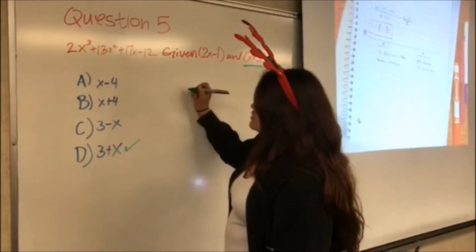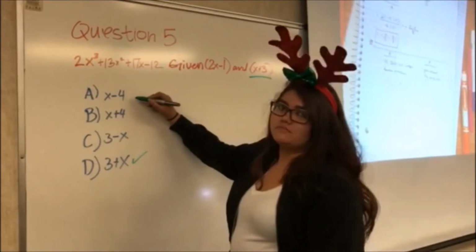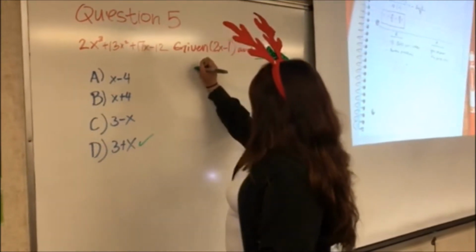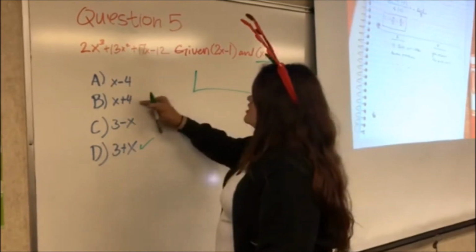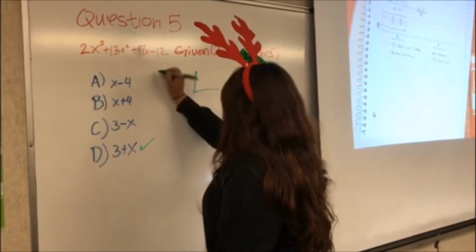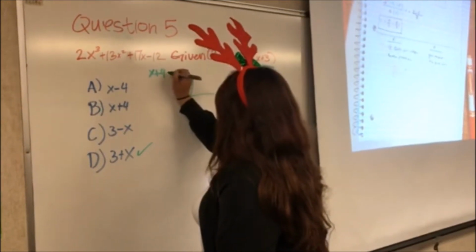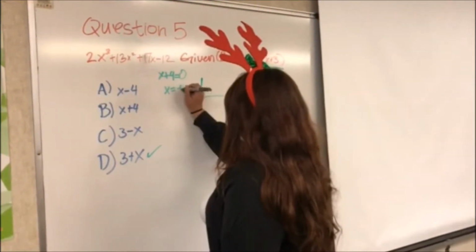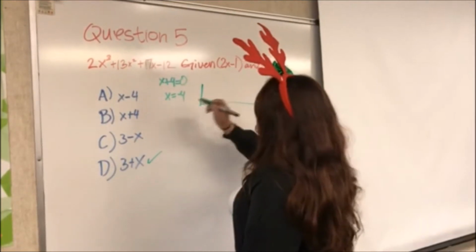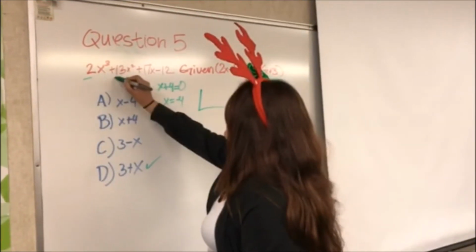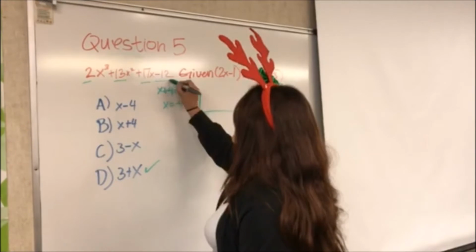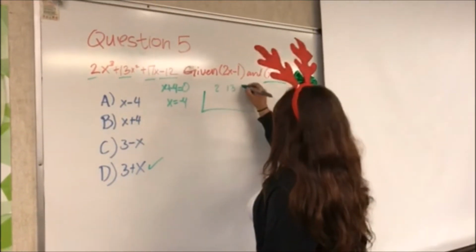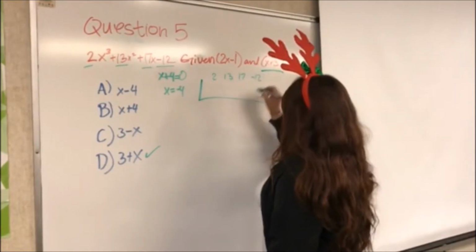So to start this problem, I like to try each one. So I'll start with synthetic division. I'll try B, which is x plus 4 equal to 0, which gives us x equals -4, which I will put on this side. And then I'll use the terms 2, 13, 17, and -12.